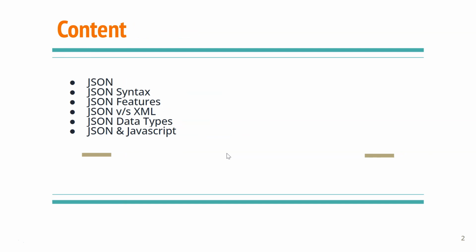So guys, in this video, we'll cover what exactly JSON is. We'll talk about JSON syntax. We'll talk about JSON features. We'll also see the difference between JSON and XML, the data types that we have in JSON, and in the end we'll quickly talk about JSON versus JavaScript, because as you know, JSON is a subset of JavaScript, right? So we'll see how these two can work together.